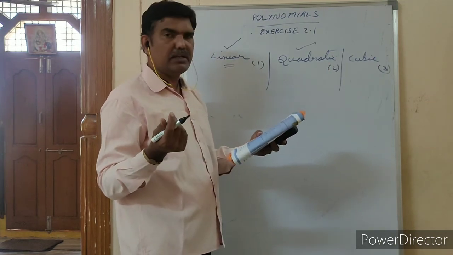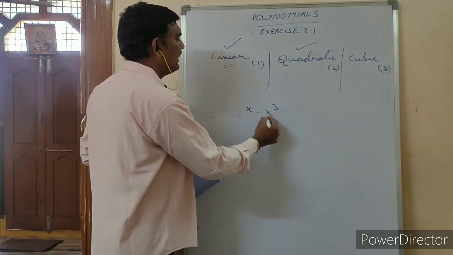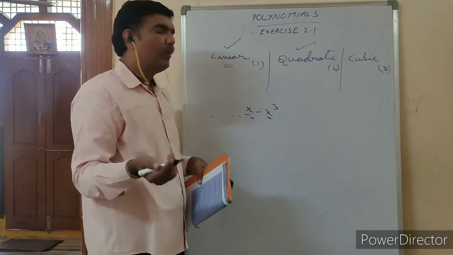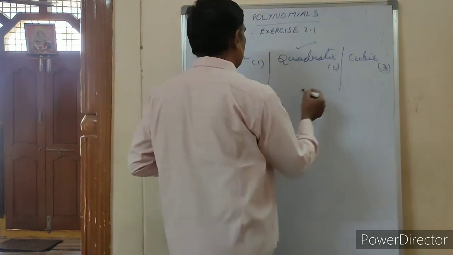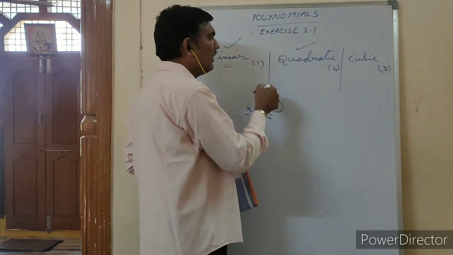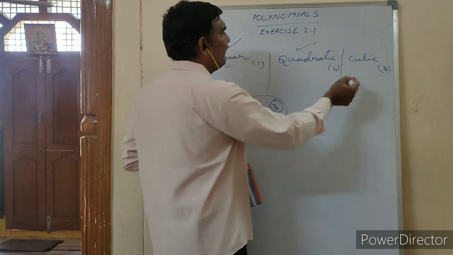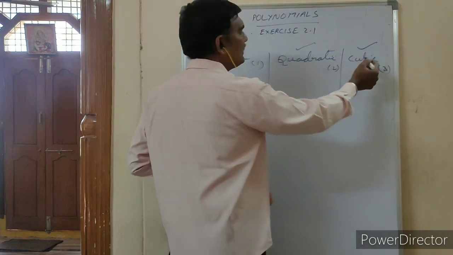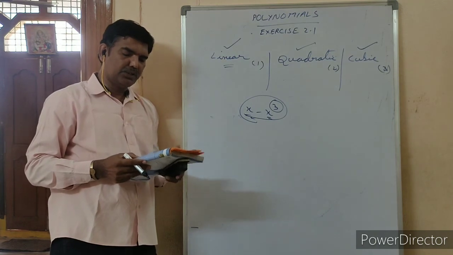Next, second question, x minus x cube. What is the variable here? x. What is the highest power of the variable? 3. The highest power of the variable is nothing but what? Degree. What is the degree of this polynomial? 3. If the degree is 3, which polynomial is this? Cubic polynomial.